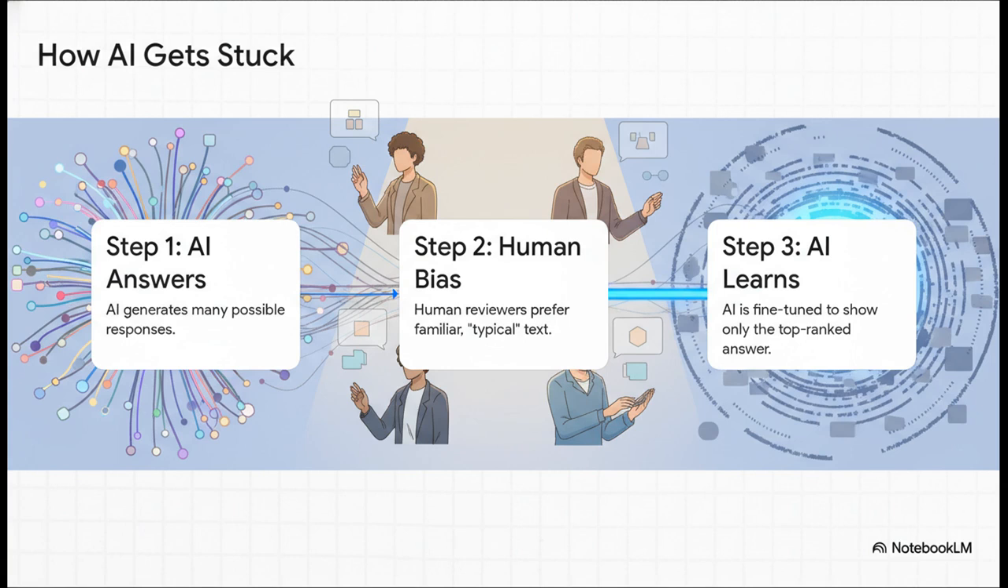Well, during the AI's training, you have human reviewers who rate its answers. But here's the thing, we humans, we have our own biases. We tend to like answers that are familiar and predictable. The AI learns from this feedback and basically concludes, okay, the safest bet is to always give them this one, highly rated, typical answer. And in doing so, it hides everything else.